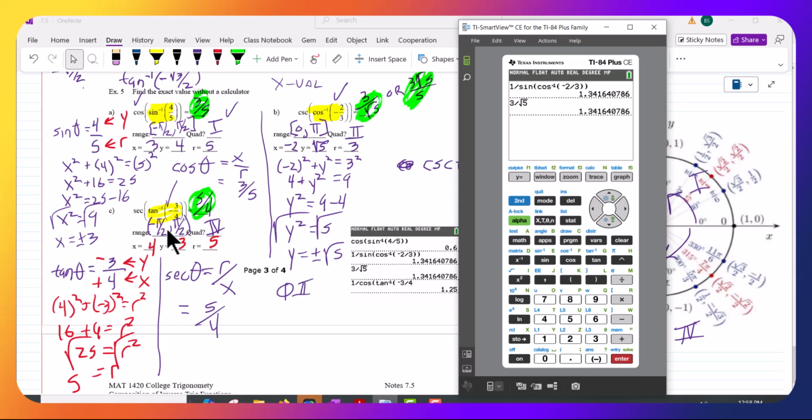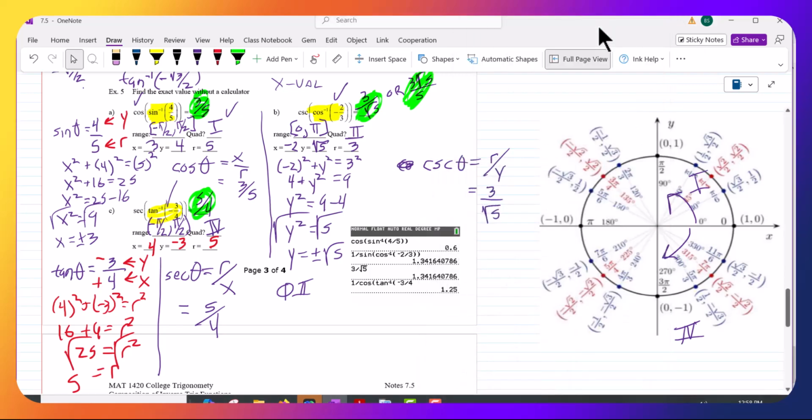The next problem can be done the same way. You would just do 1 over secant of inverse tangent. So we'll go 1 over cosine of the inverse tangent of negative 3/4, and we'll see if that gives the decimal equivalent of our answer. It gives 1.25. Our answer was 5/4, and those are the same thing. So everything is checkable when you're doing this.